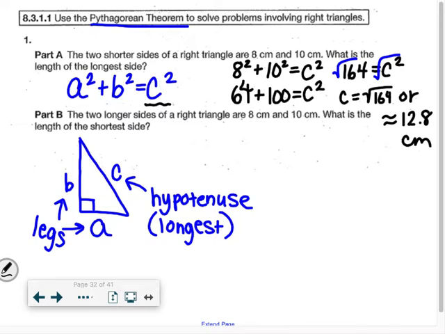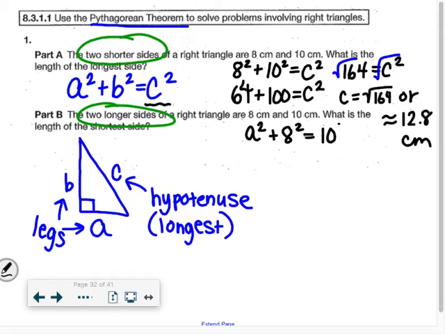Part B, the 2 longer sides. So instead of the 2 shorter sides being 8 and 10, now it's the 2 longer sides of a right triangle are 8 and 10 centimeters. What is the length of the shortest side? So the shortest side, for my picture at least, is A. So A squared plus 8 squared equals 10 squared is our new equation to solve.